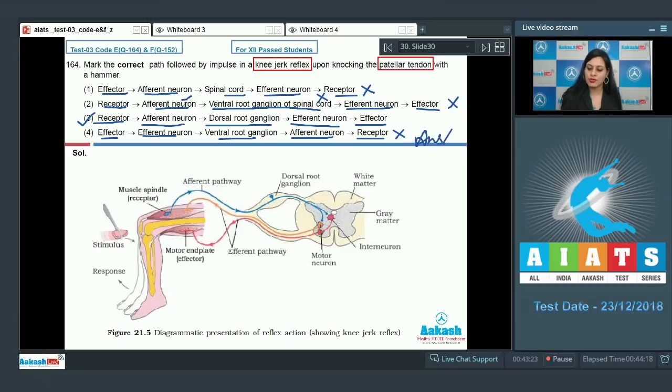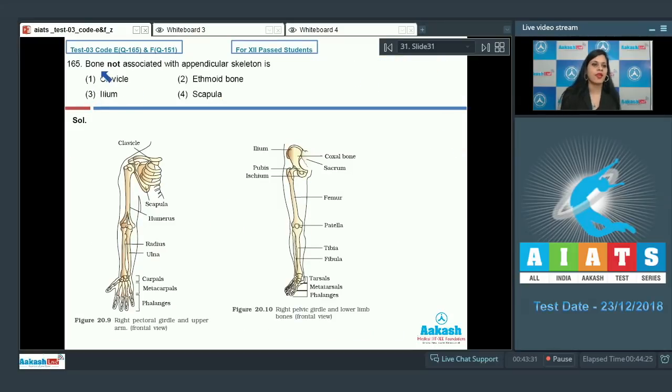So the correct answer to this question is option number 3. Let's discuss our next question. Question number 165. Bone not associated with appendicular skeleton is, and the very first option given is clavicle, and this is an incorrect option because clavicle, as you can see here, is a part of pectoral girdle which is included in appendicular skeleton. So this is an incorrect option.